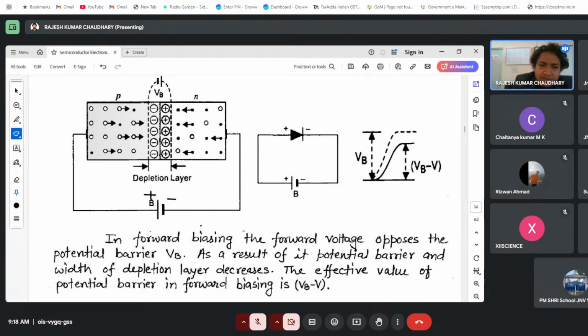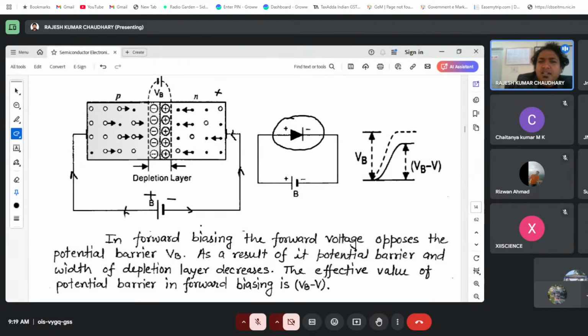In forward biasing we connect the positive terminal of the battery with the P type semiconductor and the negative terminal of the battery with the N side of the PN junction. Got it? Now we know that in a PN junction there are two kinds of semiconductor, P type and N type. In forward bias, we connect the positive terminal to the P side and the negative terminal to what? N side.